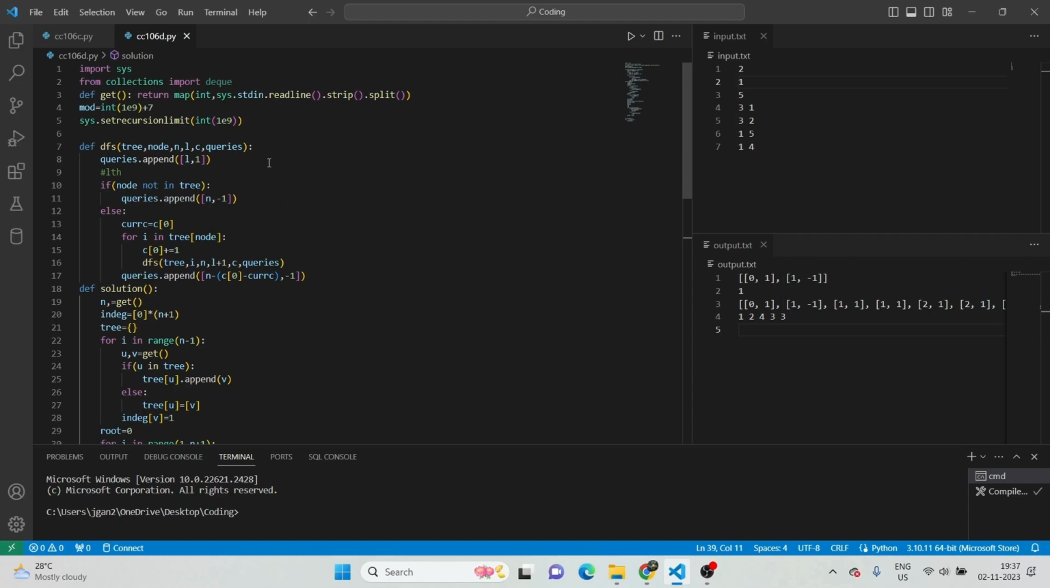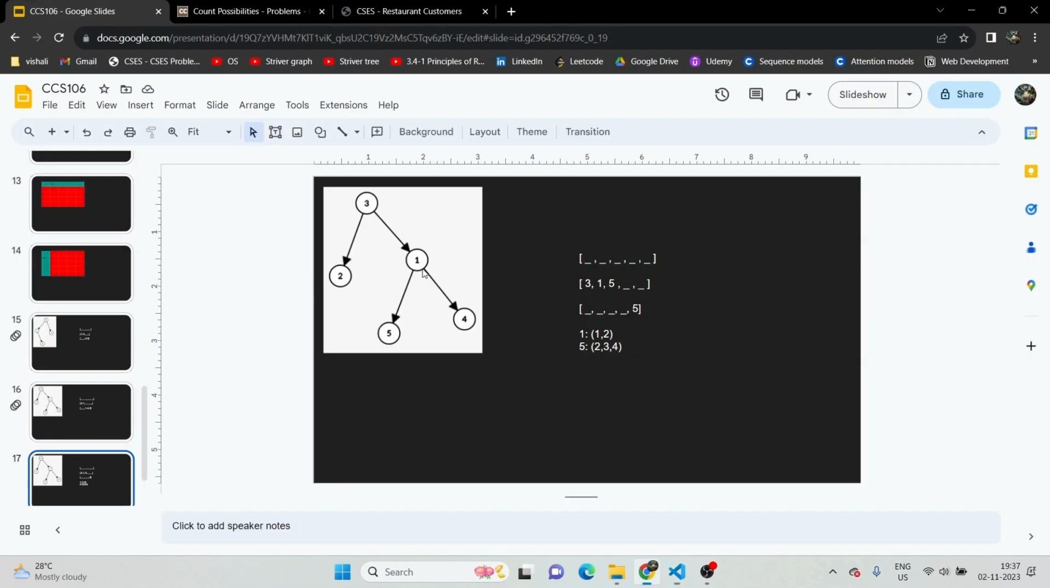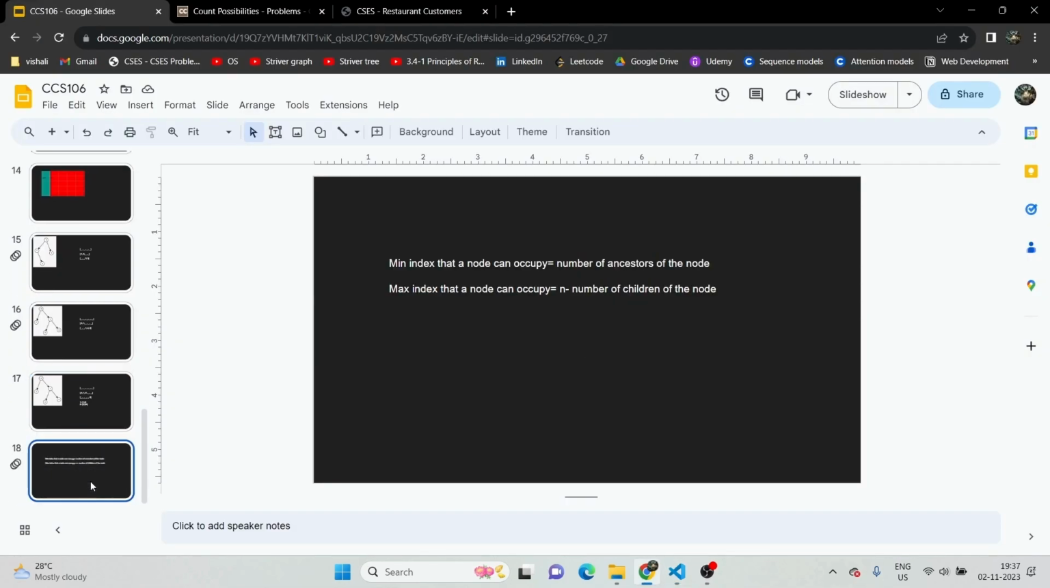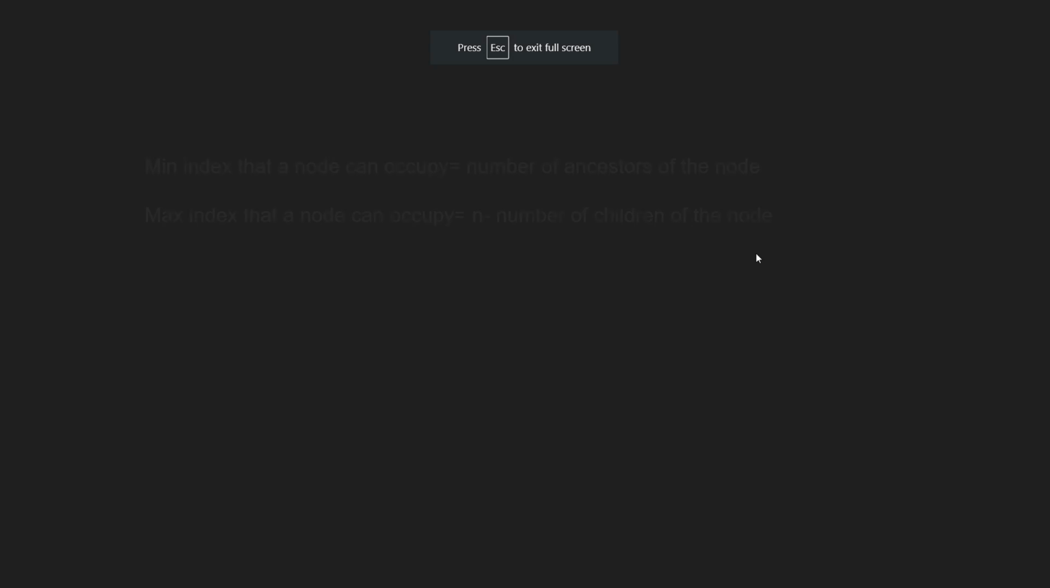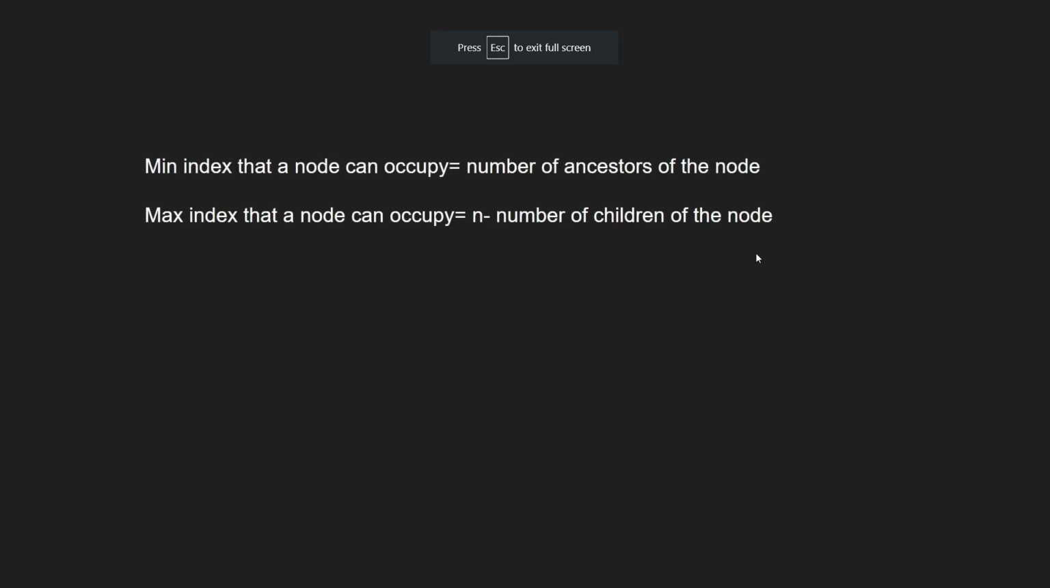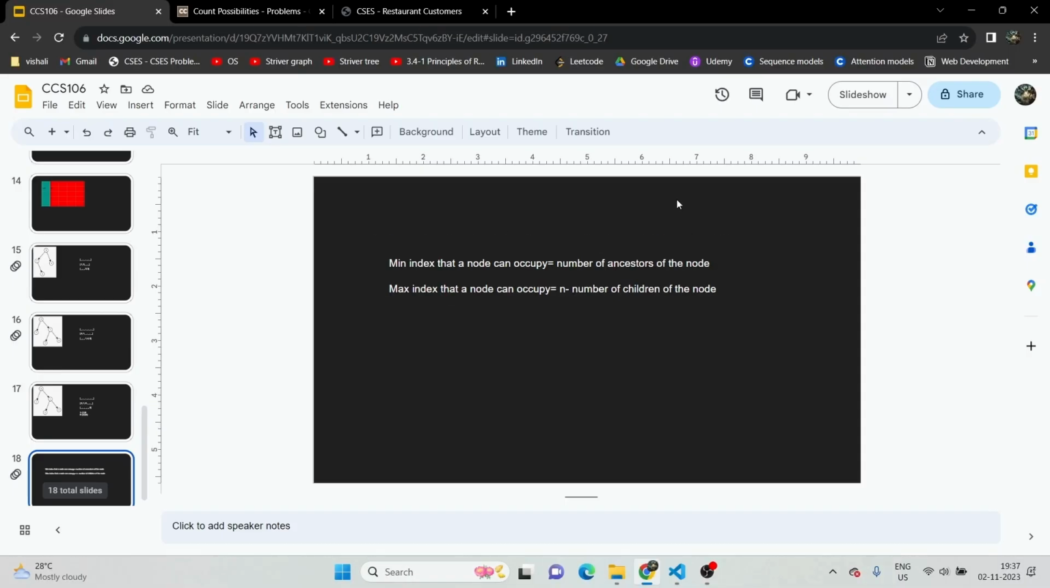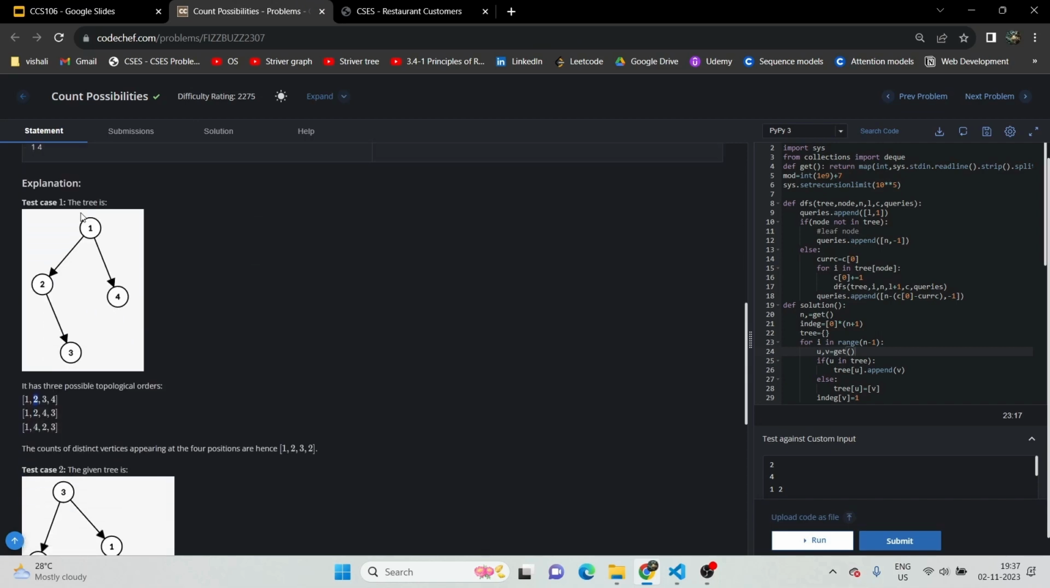So let's formalize the findings so far. The minimum index that a node can occupy is the number of ancestors of the node. And what are the ancestors? The number of ancestors is basically the level of the node. For example, the number of ancestors for 1 is 0. For 3, it is 2 because it occurs at the second level: 0, 1, and 2. So it can occur from the second index onwards.